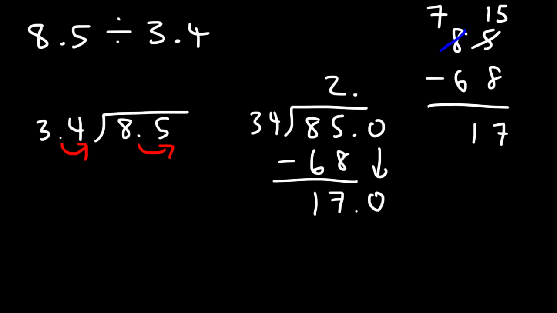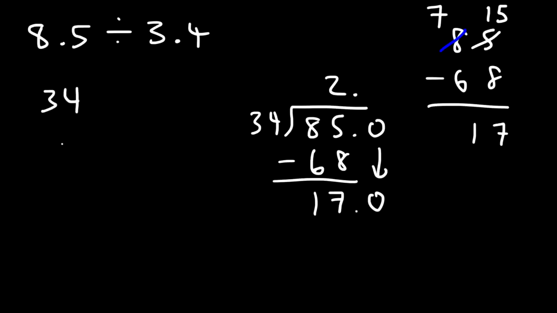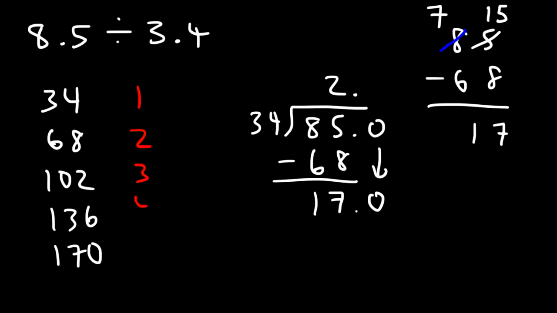Now, how many times does 34 go into 170? We're going to treat 17 as if it's 170. Well, let's make a list. 34 plus 34 is 68. And then if we add 34 to 68, that's going to be 102. And then 102 plus 34, that's 136. And then if you add it again, that's 170. So notice that 34 goes into 170 exactly 5 times.